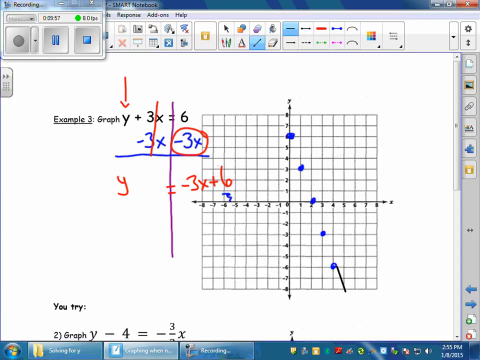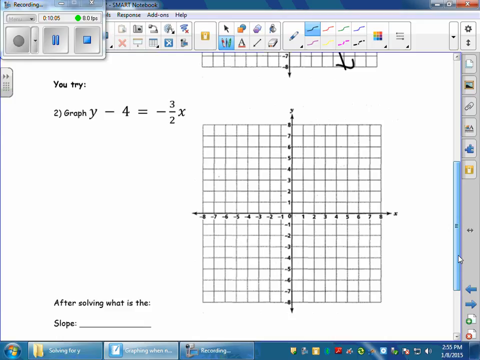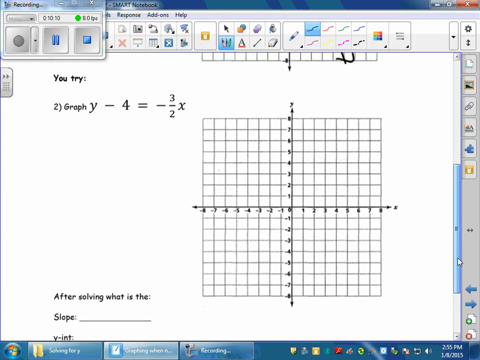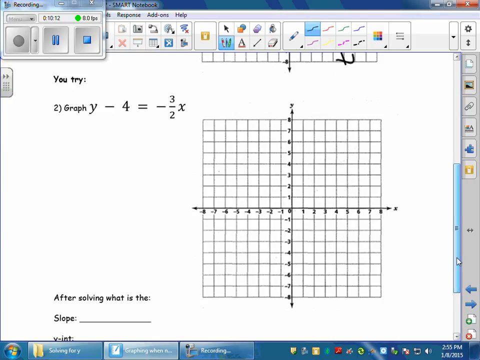And there's that equation. All right, so for the rest of these notes, I have you trying two more, one on this page and one on the next. Would you please pause the video and see if you can do it without me? And then hit play, and then you can check. So why don't you do that right now?